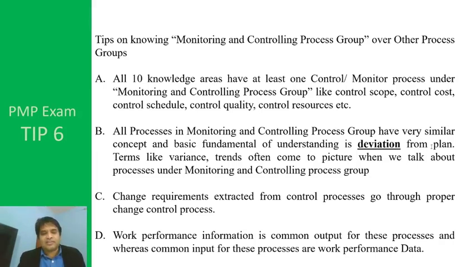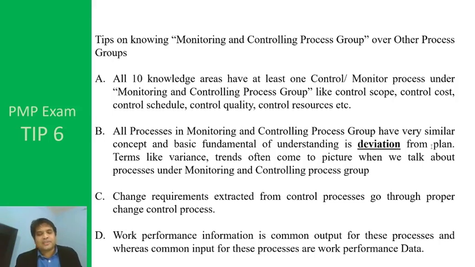Point A. All 10 knowledge areas have at least one control or monitor process under the monitoring and controlling process group, like control scope under scope management, control costs under cost management, control schedule under schedule management, control quality under quality management, control resources under resource management, and so on.